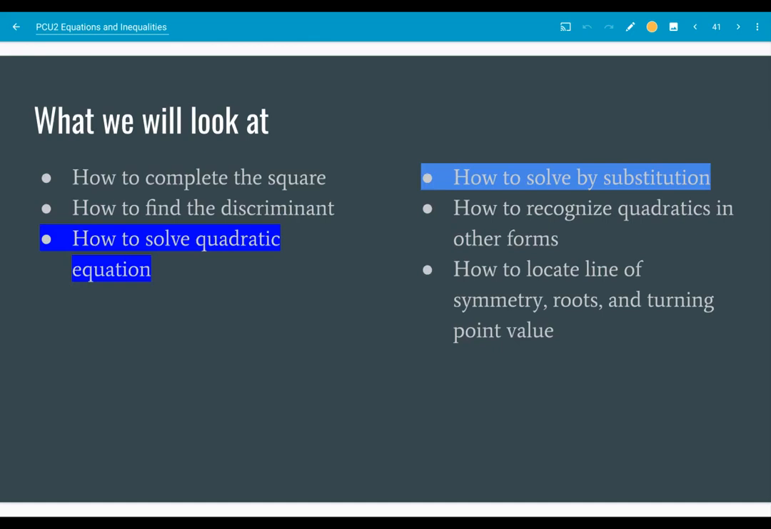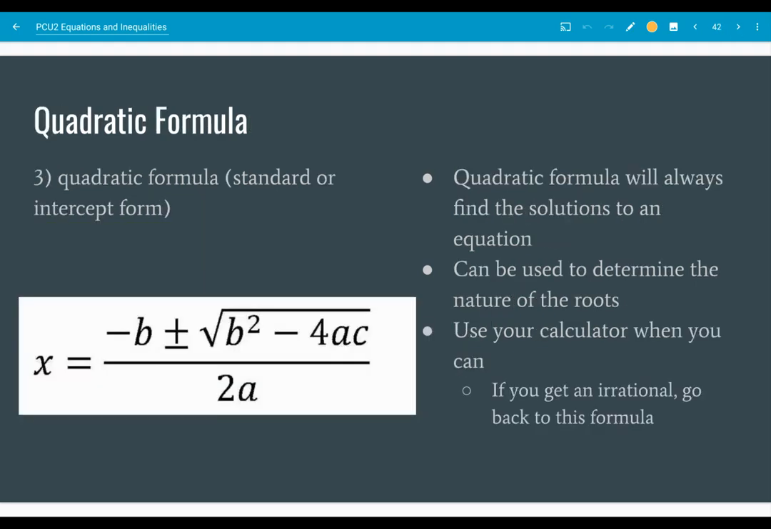In this video, we're going to look at how to use the quadratic equation along with solving quadratics and linear equations by substitution. So the quadratic formula is what's on screen right here. It is negative b plus or minus square root b squared minus 4ac all over 2a.